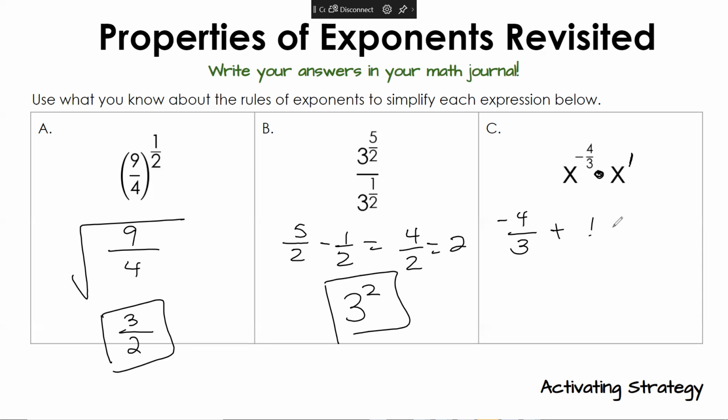I'm going to multiply it, right? So I'm going to multiply it by 3 in the top and multiply by 3 in the bottom. So when I do this, I'm going to get -4/3 plus 3/3. What's -4 plus 3? -1. 3 in the bottom. So we're going to have x to the -1/3.